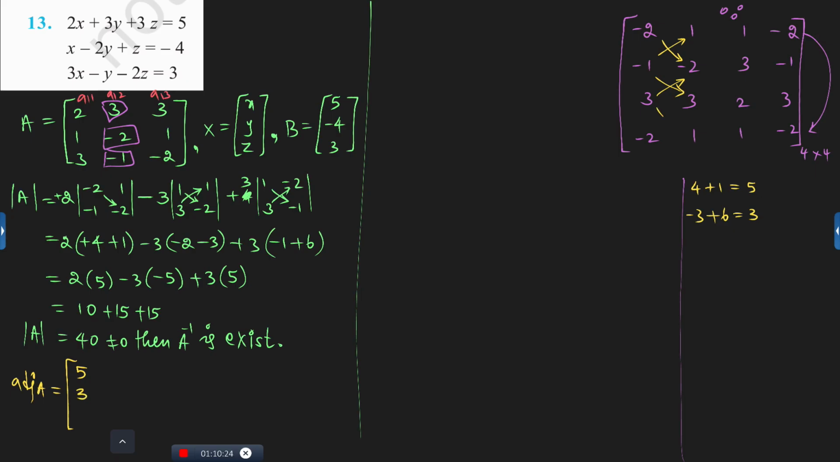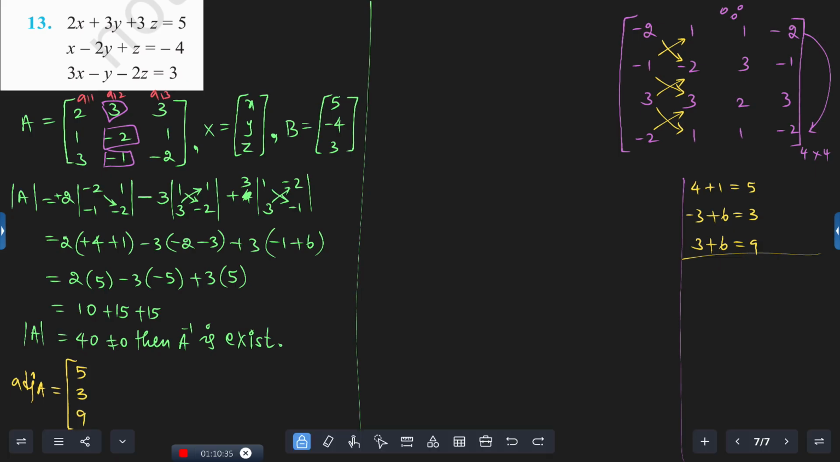Next, the third one: 3, formula minus 2 into 6 minus 6, minus and minus plus 6 equal to 9. So that you will be getting 9. Understand?